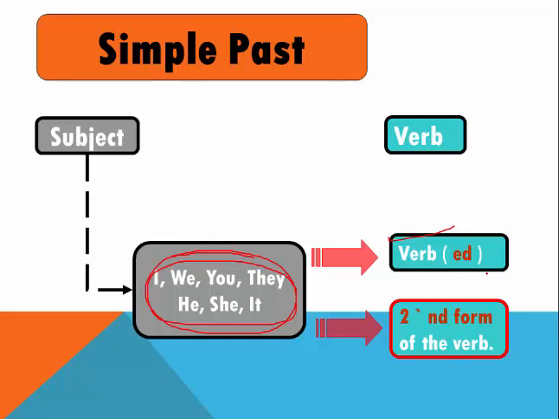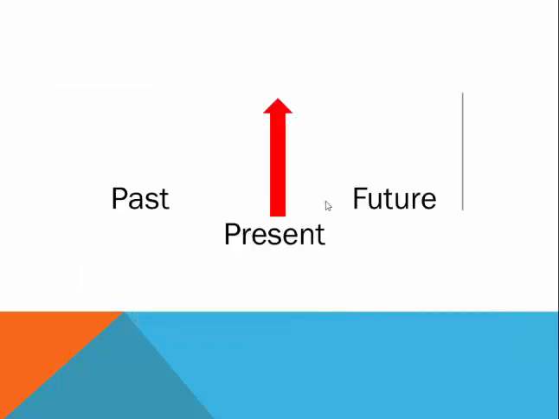Sometimes we make a second form by adding -ed. Sometimes it's different, like write becomes wrote. Read stays read, only the pronunciation changes. Walk becomes walked. So that is generally the second form. Now this is very simple.